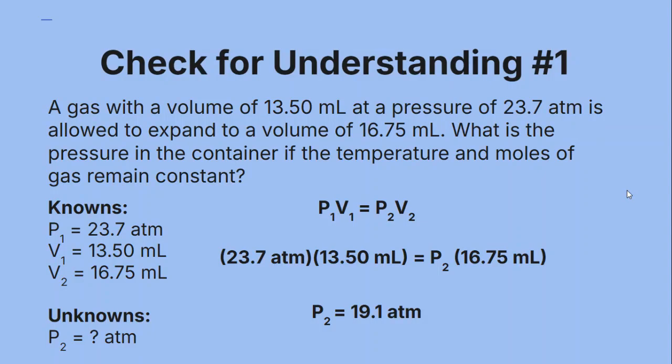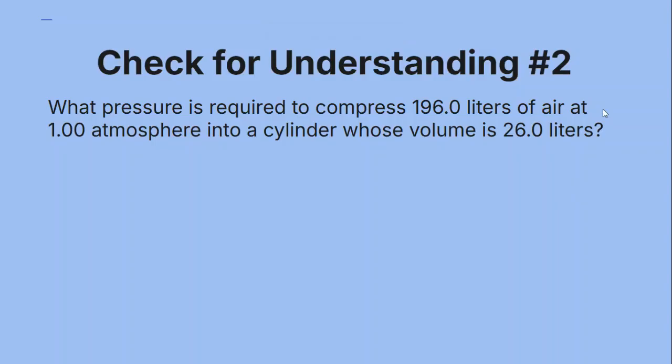So let's just check and make sure that this answer makes sense. We are increasing our volume, which means that our pressure should do the opposite. It should decrease with an increase in volume. So going from 23.7 atmospheres to 19.1 makes sense logically. It should go down. Pause the video here, see if you can get the second question, and then hit play when you're done.